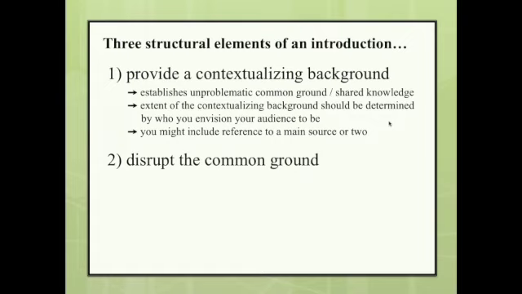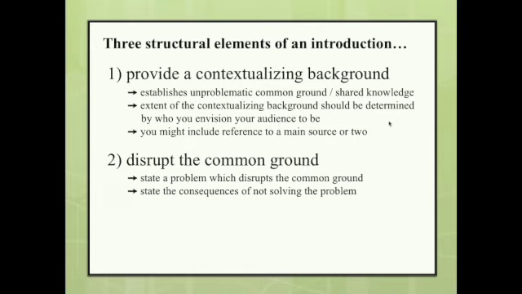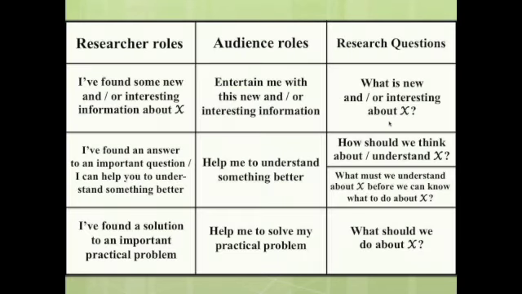So you provide the contextualizing background. Then you say, but here's a problem. This is something that has previously gone unnoticed, or there's a complication in this, or maybe we shouldn't think of it this way anymore, something like that, right? So state a problem which disrupts that common ground. And then state the consequences of not solving that problem. So in other words, that gives your reader an incentive to continue reading your paper with the idea that you're going to solve that problem, right?